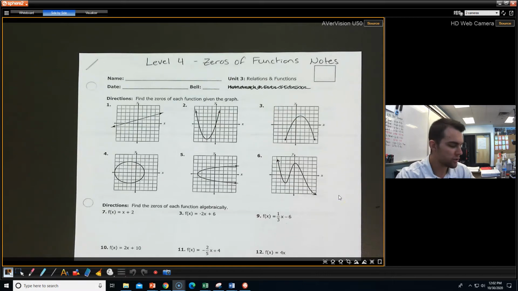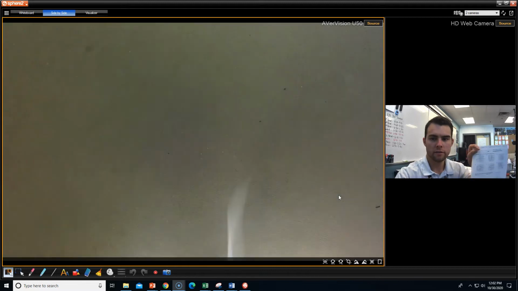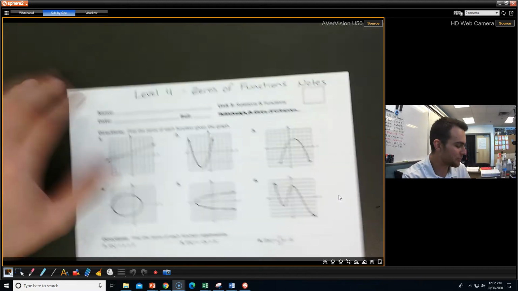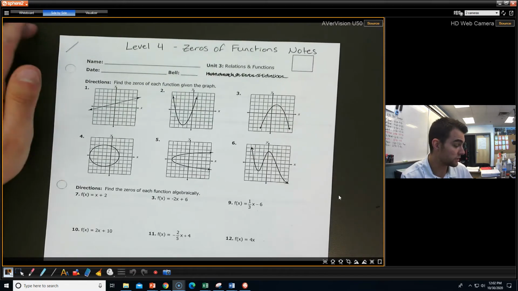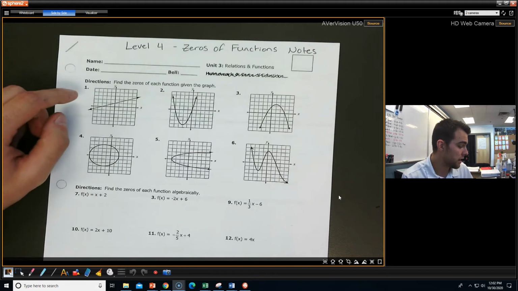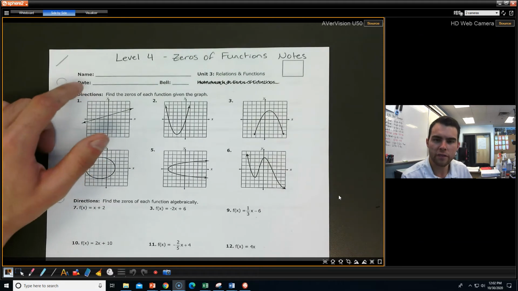It is Mr. Knight continuing on with a new, fresh set of notes that no one is probably excited for, but it is a necessary evil. We're going to have to get some practice with this stuff and know what we're talking about, okay? So, this is level 4, zeros of functions.